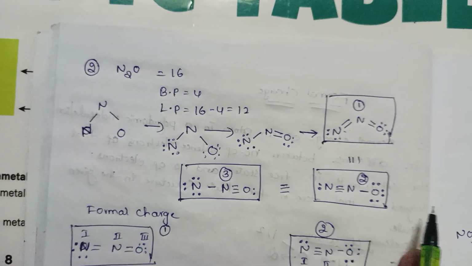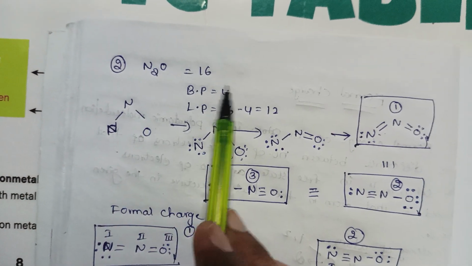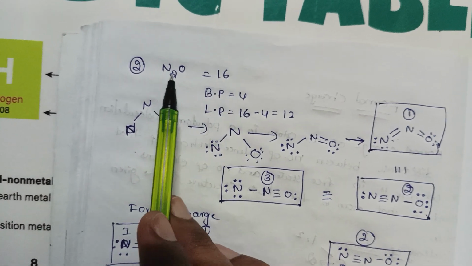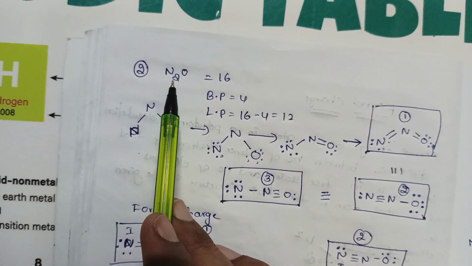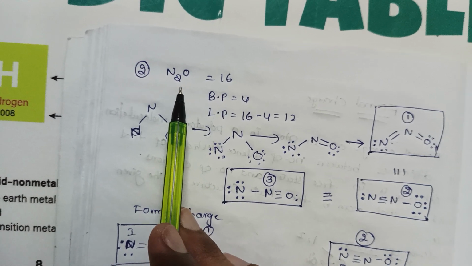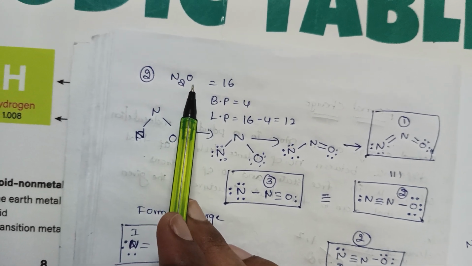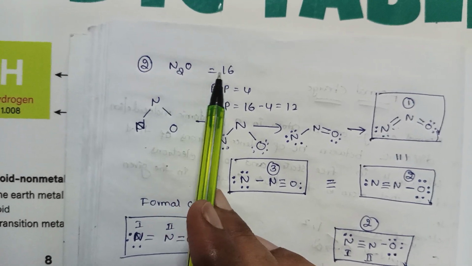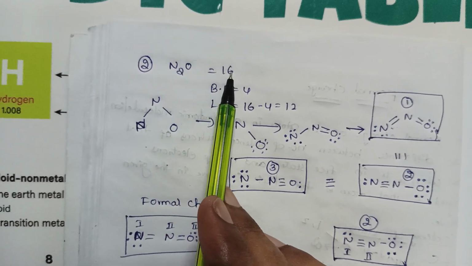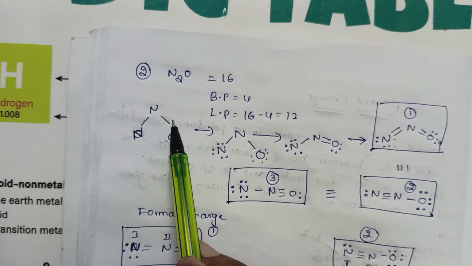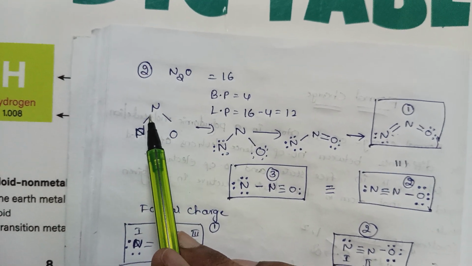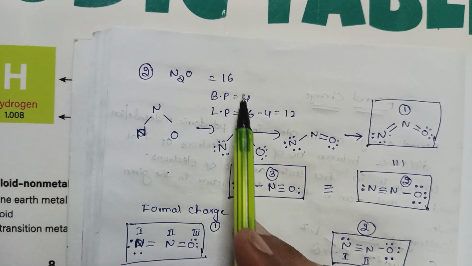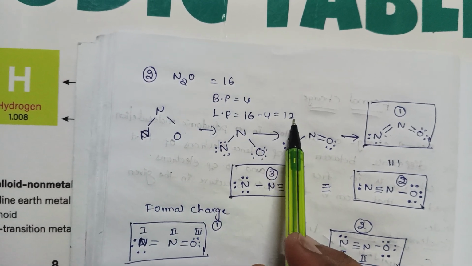Now take N2O. To get the total valence electrons in N2O: for nitrogen, 5 electrons are present, 5 into 2 is 10. For oxygen, 6 valence electrons are present. So the total number of electrons is 16. Write N2O. How many bond pair electrons? 1, 2, 3, 4. If we subtract these 4 from the total electrons, we get the lone pair electrons.